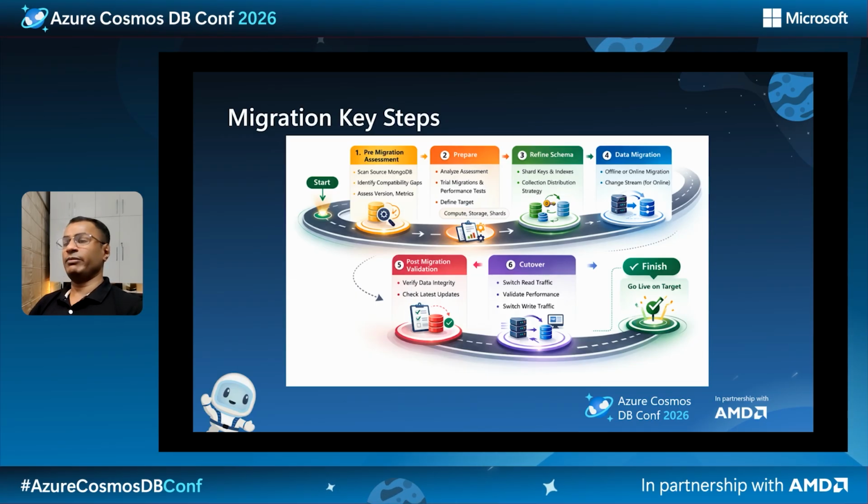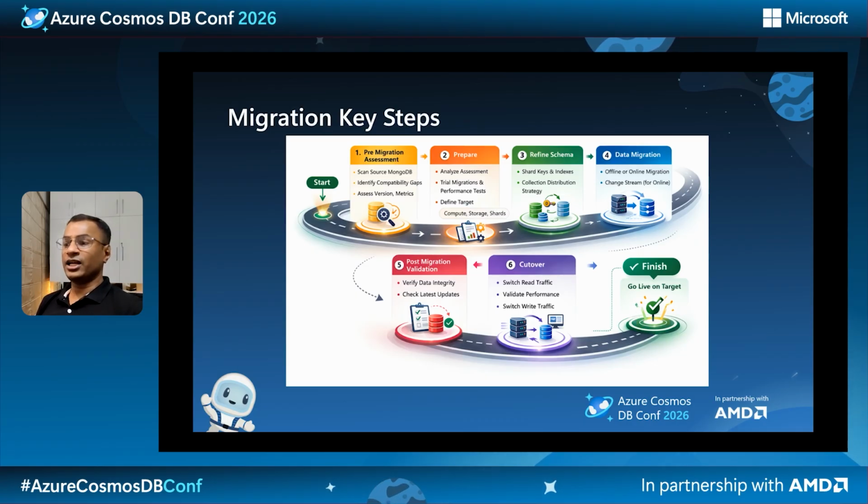And then comes the data migration. Here you can use an offline or an online migration. Remember, if you're using an online migration, you need change stream to be enabled on the source. Your oplog should be capable of storing the changes while the migration is running.